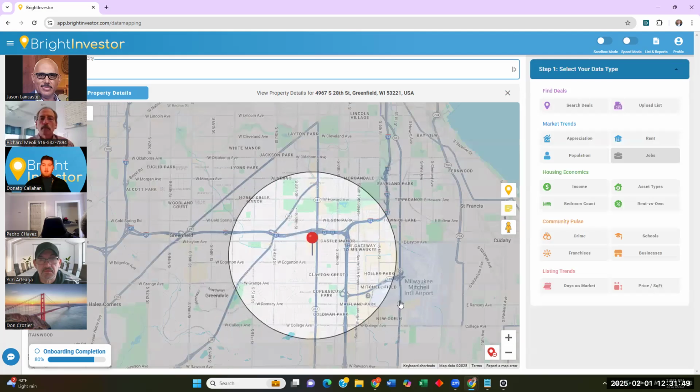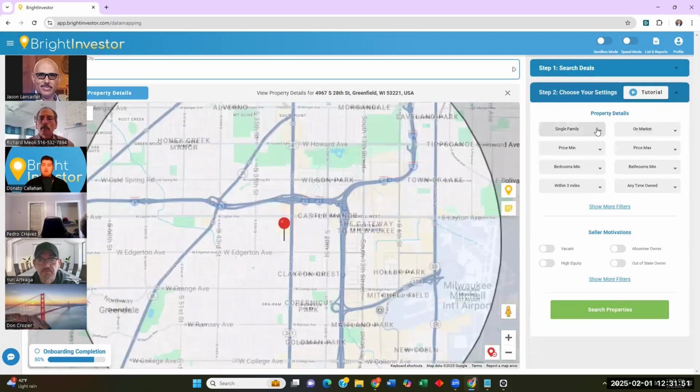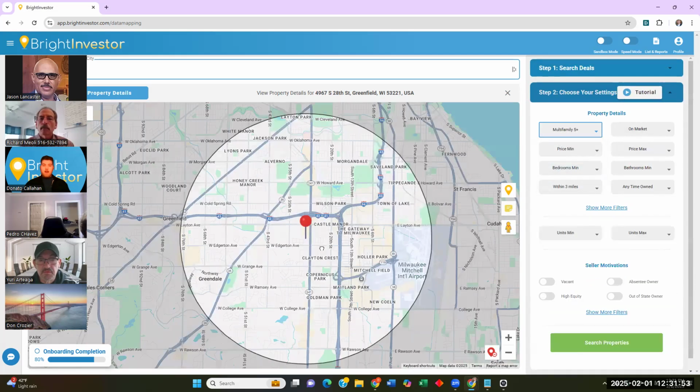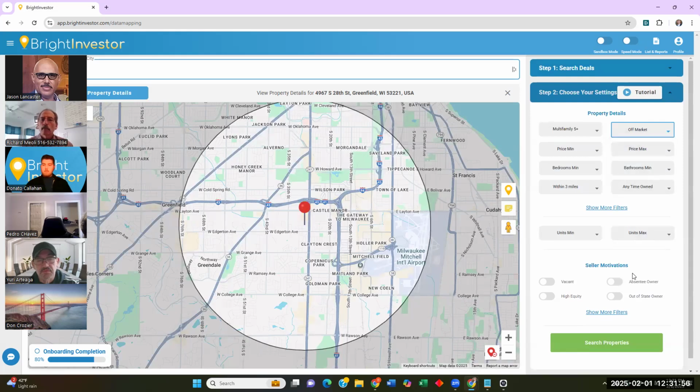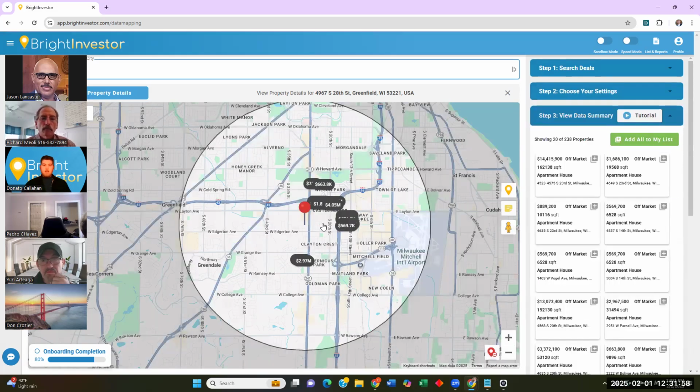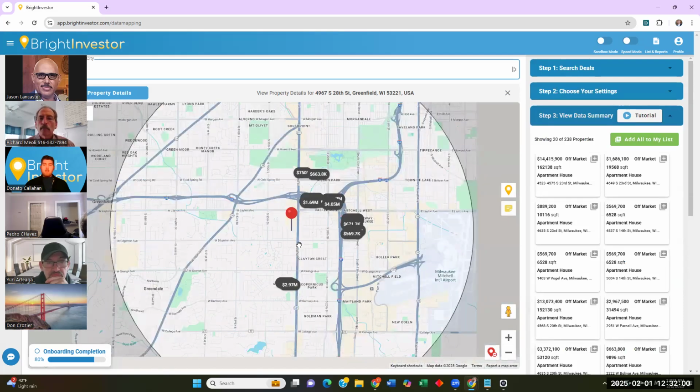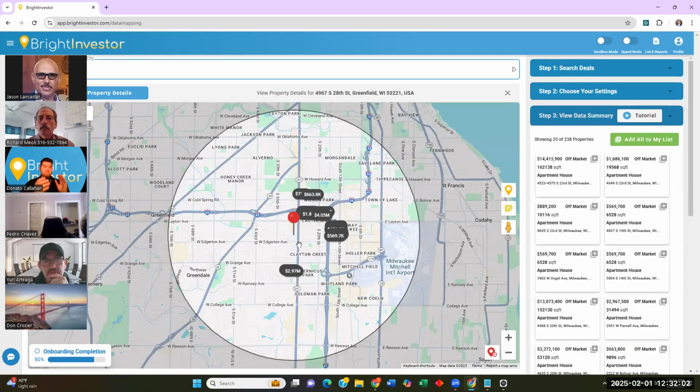Amazing. Now I'm like, great. Show me all my multifamily 5 unit properties in this area. There's 238 of them in this area. That's where we're starting. That's how we're doing this. Okay, but now let's look at the prices of these.